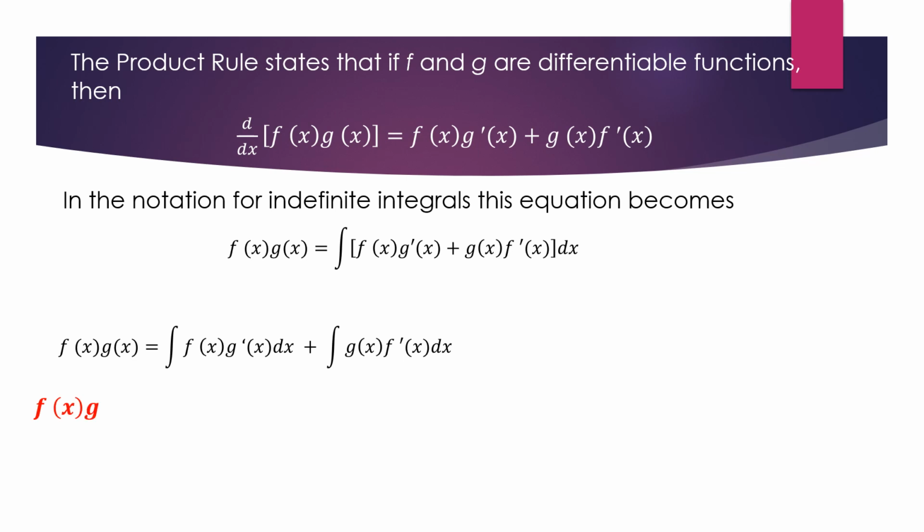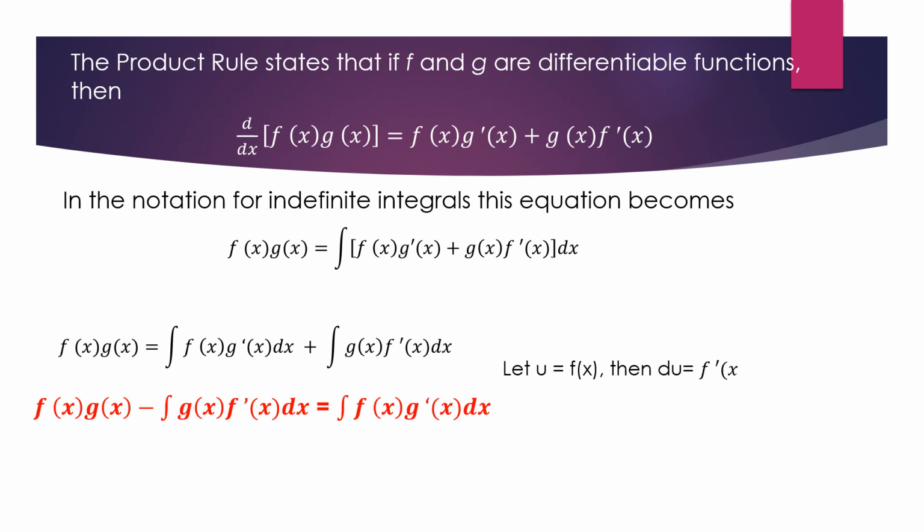Finally, we get our formula, which is f(x) g(x) minus integral g(x) f'(x) dx equals integral f(x) g'(x) dx. Here we can also let u equal f(x), then du equals f'(x) dx, and dv equals g'(x) dx, and v equals g(x). So we get our second formula: integral u dv equals uv minus integral v du.